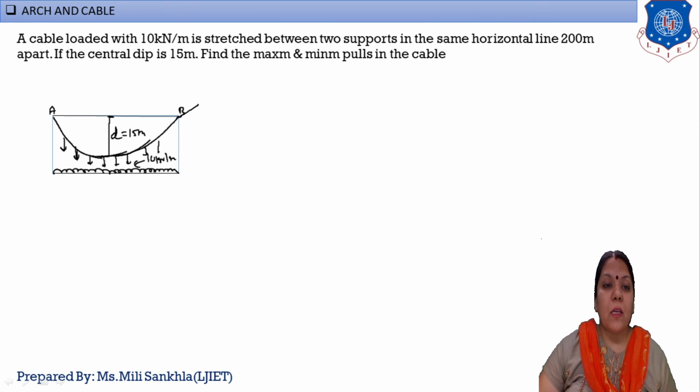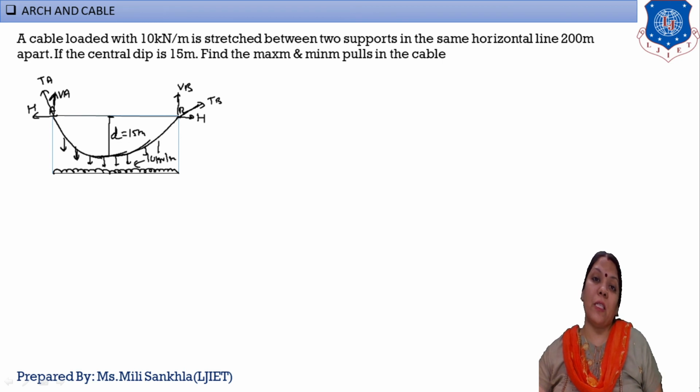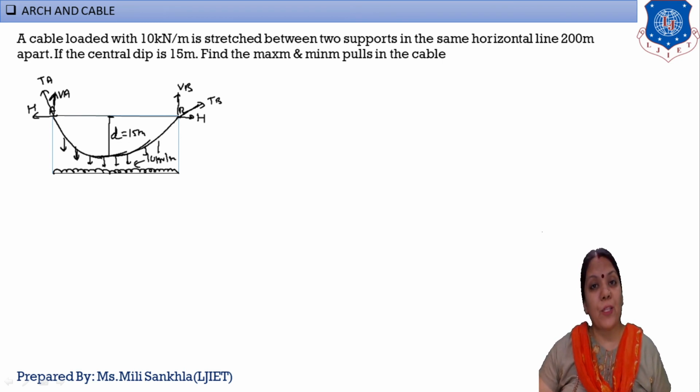That means here is our TB, this vertical force is VB, and the horizontal force is H. Same here at A: this is our tension force TA, vertical reaction VA, and horizontal force H, because the cable is subjected to tensile force and the arch is subjected to compressive force. Now one by one we find the values of maximum and minimum force.